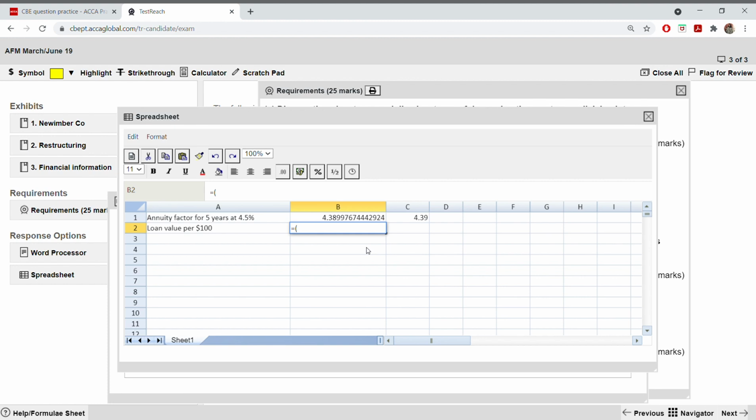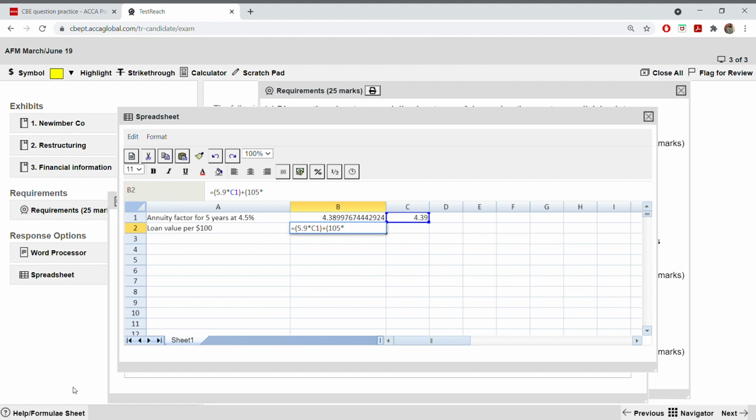Now it will be 5.9. This is the interest. Multiply this by what rate? The annuity factor, because for 5 years you are paying the interest. So close bracket, plus, again put bracket. I have told you the principal amount is 105. Multiply by the discount factor for 4.5%.